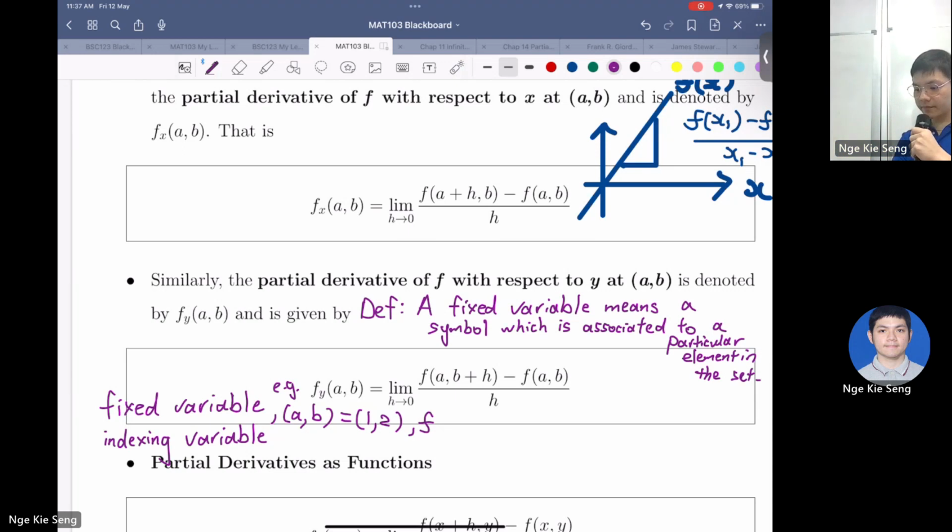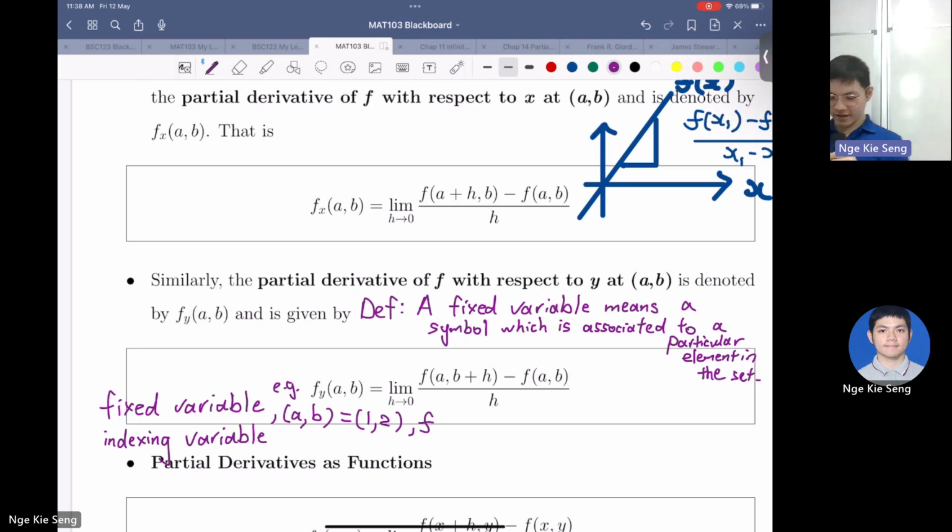Okay. Does this definition make sense to you? So this symbol is associated to a particular element in some set. So it is associated to some value. For example, this function here is a particular function in the space of continuous functions of two variables. And then (a, b) is some particular point in R2. Does that make sense?